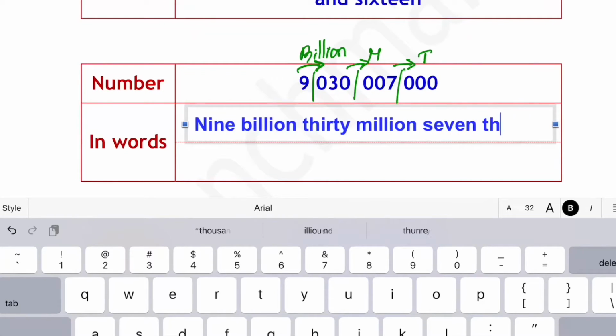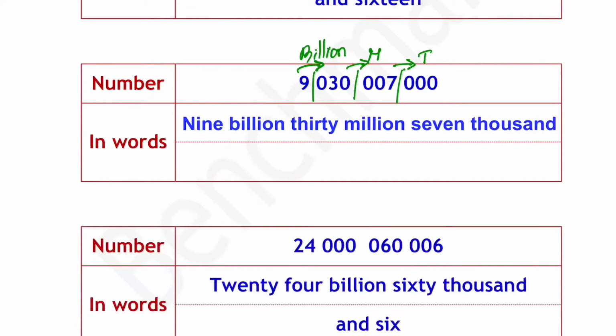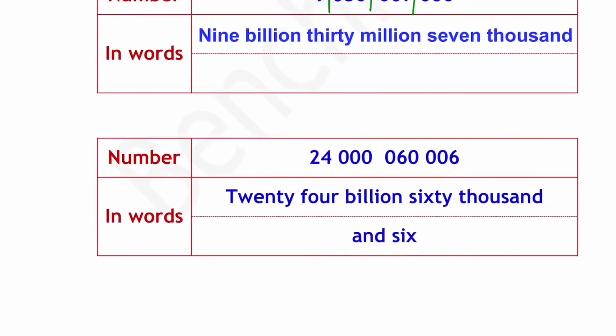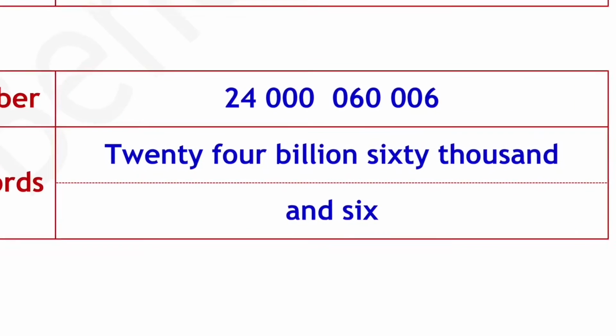And then the bridge 1000, thereafter last 3 digits does not represent anything. So when you read this number, 9 billion 30 million 7,000, there should be 2 breaks in between. Can you read it? Yes. Now let's look at this.